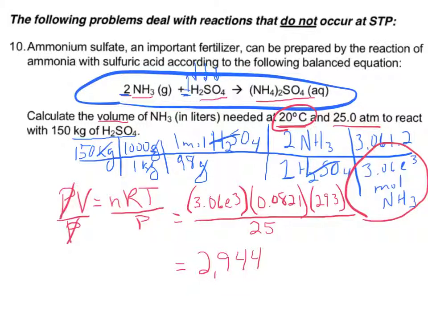2,944 liters. If we obey significant figures, and I'm not really going to press you guys on significant figures as long as you're within reason on the test, you would end up with an answer of 2.94 E to the third liters. That's how many liters of NH3 we'd have, and that's how you solve this problem. Look for a couple more problems like this.